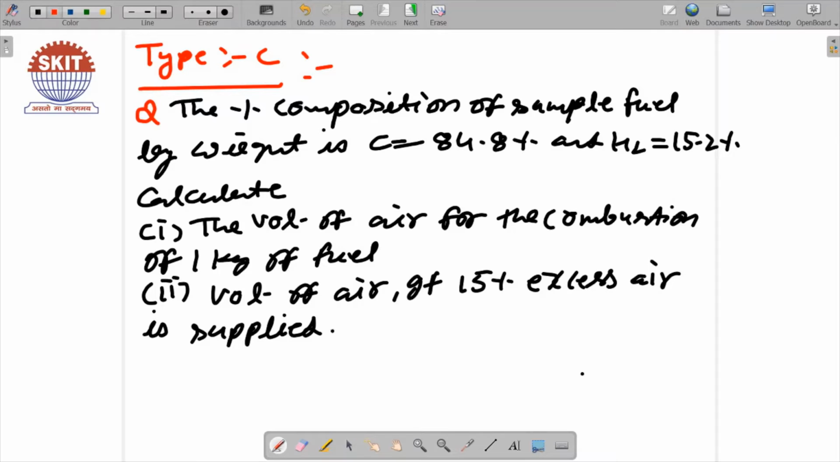So in this numerical, we will calculate first the weight of air and then convert it into volume of air, and we will calculate the 15% excess amount of air which will be utilized for combustion. So we solve.